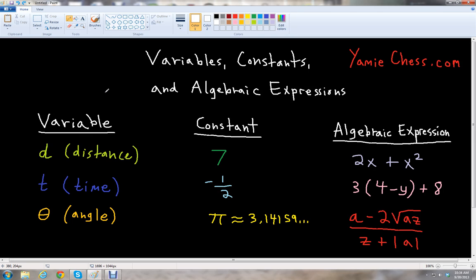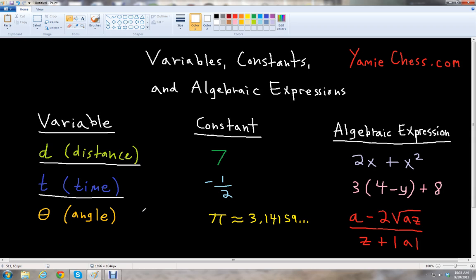So, what is a variable? A variable is like a letter or a symbol that represents some number. So, for example, we have D. The letter D represents distance. We could have the letter T, which represents the time.